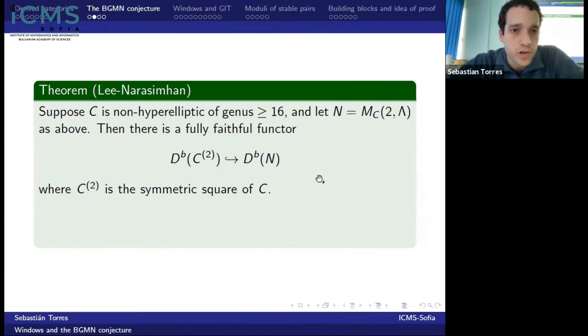There was this work by Kim, Seok Lee together with Narasimhan, who showed that you can actually embed not just C, but the symmetric square of C. There's a condition that it should be non-hyperelliptic and of genus at least 16. But you have this another fully faithful functor into here.